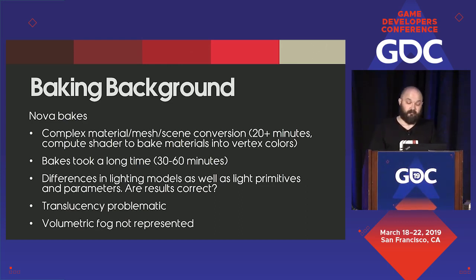Additionally, it's not always obvious that they've expressed what their model of a spotlight, for instance, is versus ours, and the correct way to translate those. So it does make you sort of wonder sometimes if you're getting correct results out of it. Additionally, thin scattering was a little problematic for us with our material system, and then there was no representation for volumetric fog in Nova.